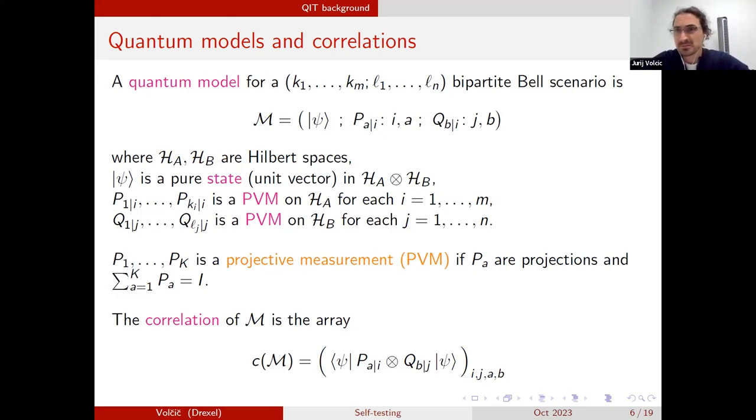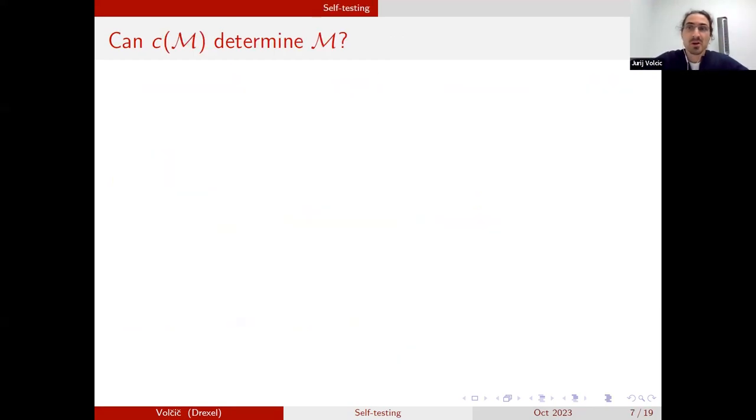Okay, so that's my setup. What I'm going to talk about, what self-testing is about, is: can the correlation determine the model? I'm a mathematician, I don't know anything about physics, and now you throw at me two black boxes and say they are entangled and something's happening inside. I don't know what's happening inside. I start pressing some things and recording stuff out, and let's say I collect all these statistics. Can I use these statistics, the correlations, the classical data, to actually figure out what's happening within the devices? What are the measurements? What are the projections? And what's the state?